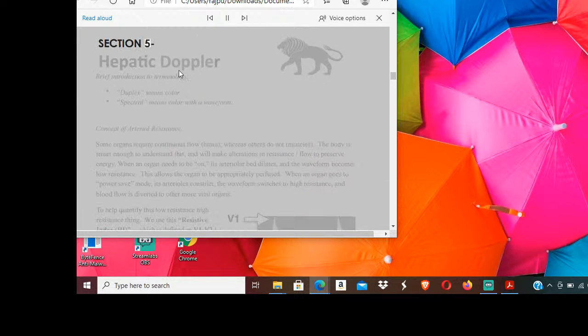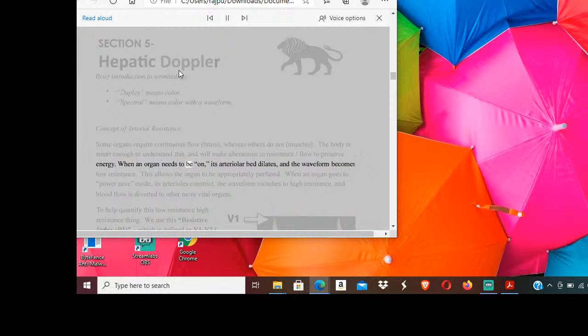Section 5. Hepatic Doppler. Brief introduction to terminology. Duplex means color. Spectral means color with a waveform. Concept of arterial resistance. Some organs require continuous flow, like the brain, whereas others do not, like muscles. The body is smart enough to understand this, and will make alterations in resistance to flow to preserve energy.